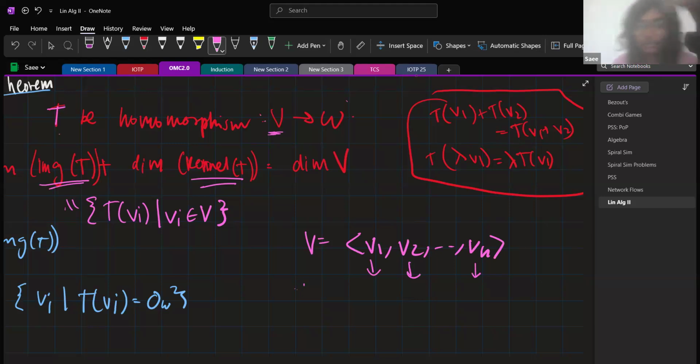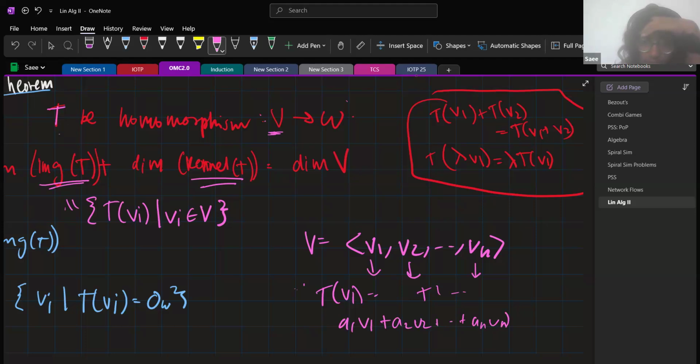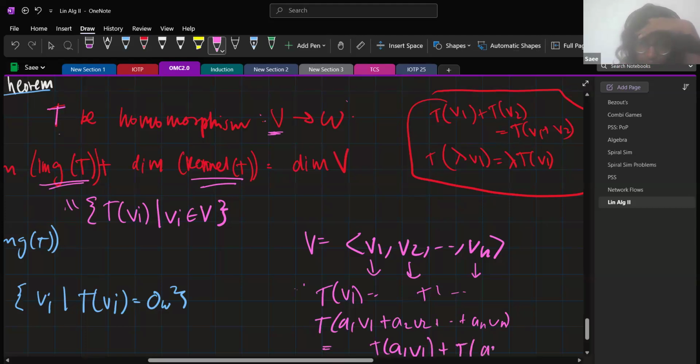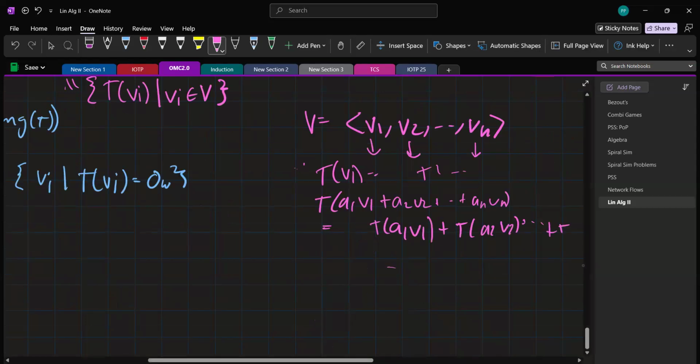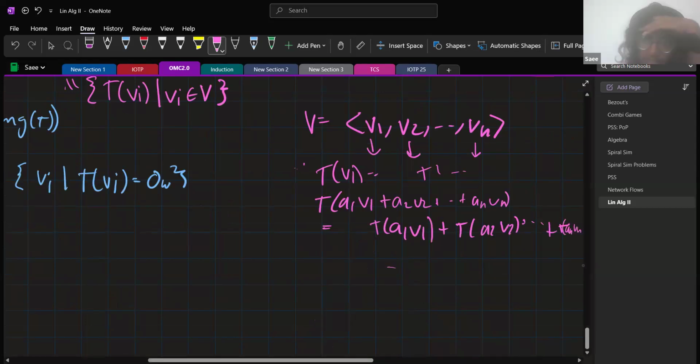Simply because of the niceness of the linear map T. Let's say you know that T of V1 is going somewhere, T of V2 somewhere else. Any vector in V can be uniquely represented as some linear combination, A1 V1 plus A2 V2, up until An Vn. But T of this is just T of A1 V1, plus by the additive condition T of A2 V2, up until T of An Vn. By the homogeneity condition, we can take the scalars out.